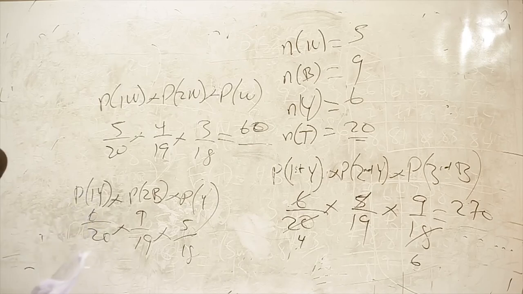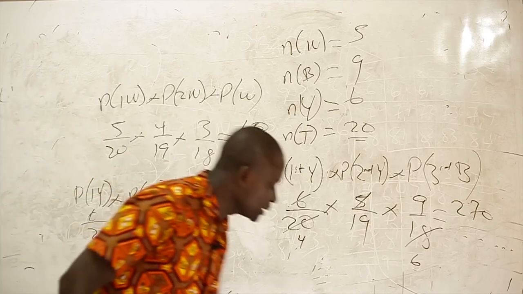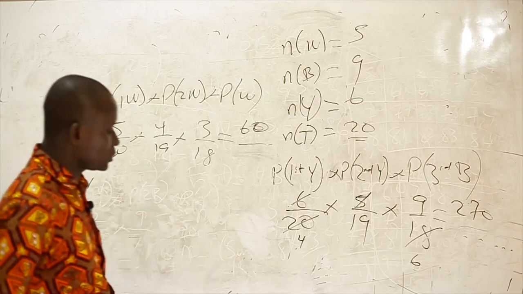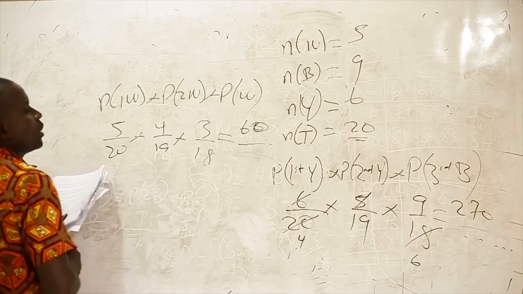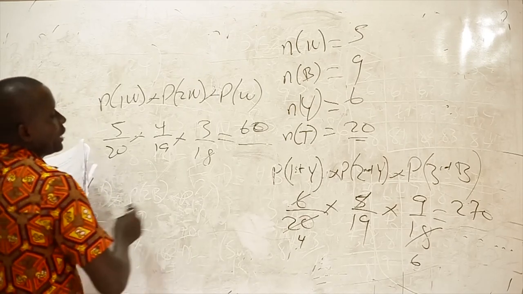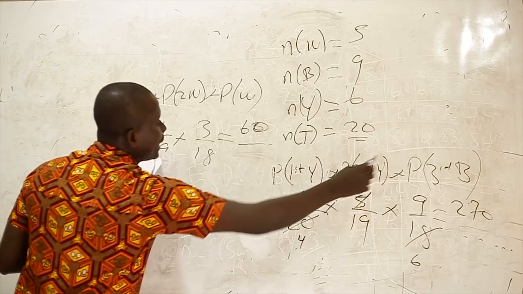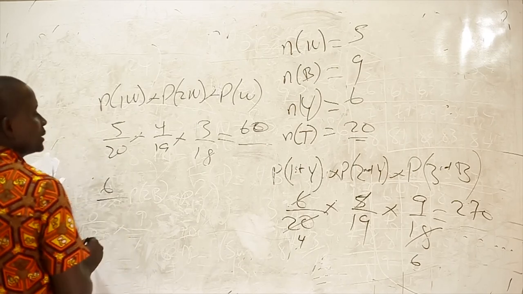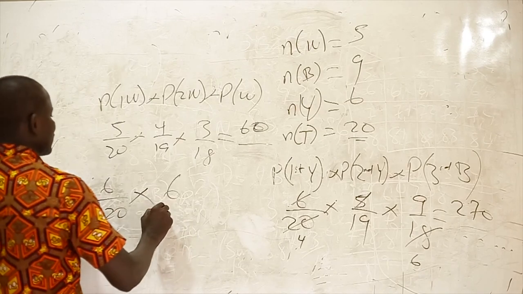Now listen, this is selection without replacement. But for selection with replacement in the same situation, I just want to give you this clue because we are almost getting to the end of it. If we go by the same condition, with replacement, how many yellows are in the container? Yellows are 6 over a total of 20. Since you have replaced, the second one will still be 6 over 20.